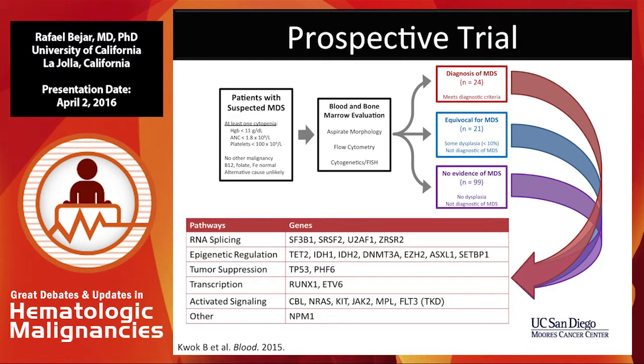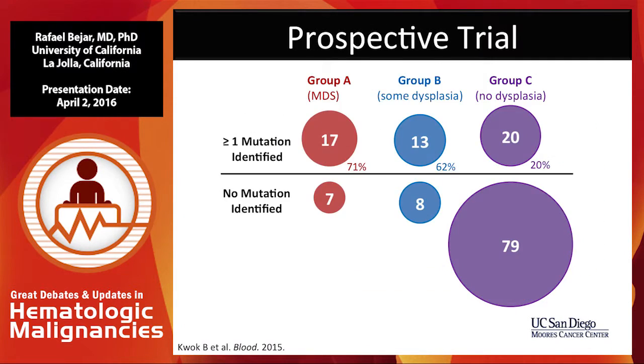We then took their bone marrow samples and subjected them to next-generation sequencing in this panel of genes here with some typical myeloid genes. And we could identify mutations in most of the MDS patients, in 70% of them. But we could also identify mutations in 60% of these patients that had some degree of dysplasia. So again, much higher than that 10% rate that I quoted you for 70-year-olds who don't have hematologic disorders. But even in those patients that had no dysplasia whatsoever, we could identify mutations in 20% of those.